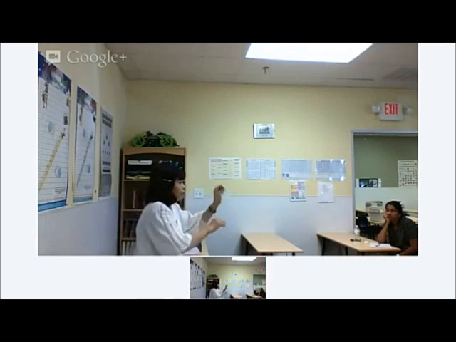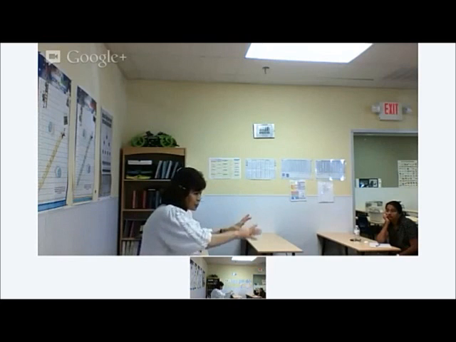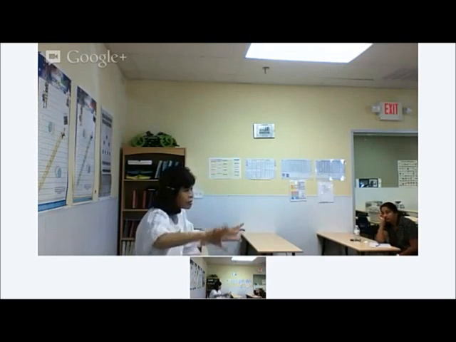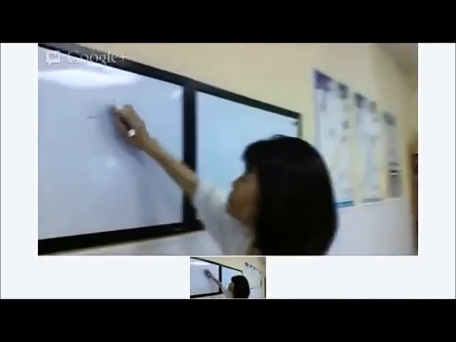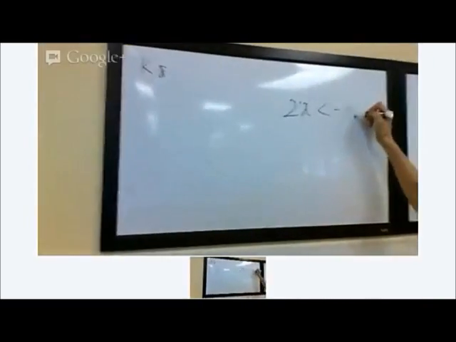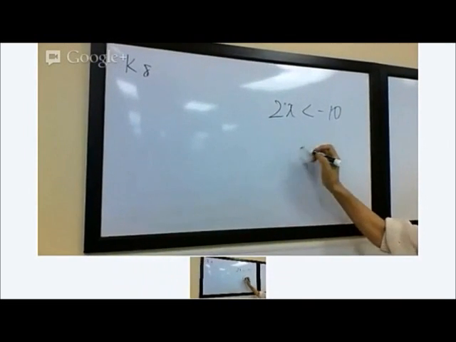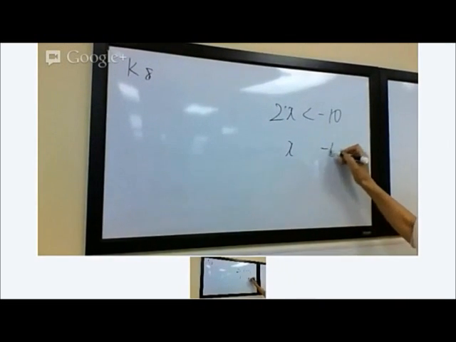Okay, this one is divided by a positive number, right? But the other side is negative. For instance, 2x, this one, right? Divide by 2, right? Yeah. So still the same.